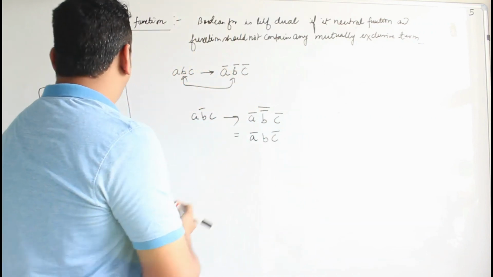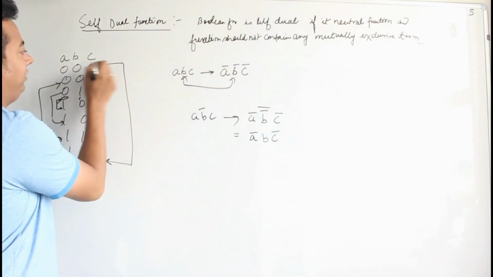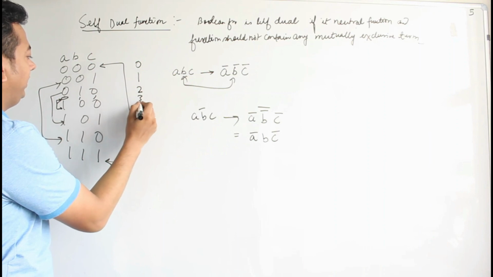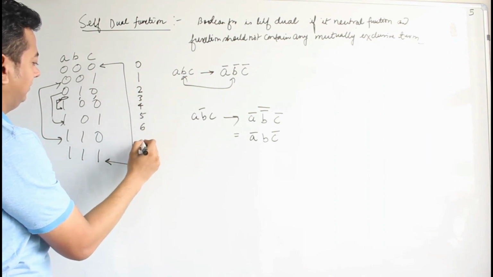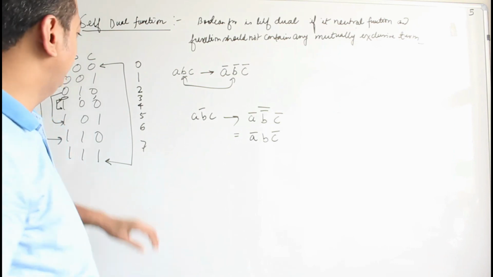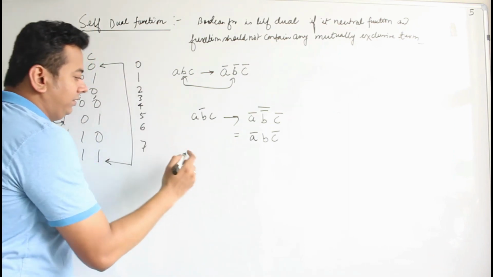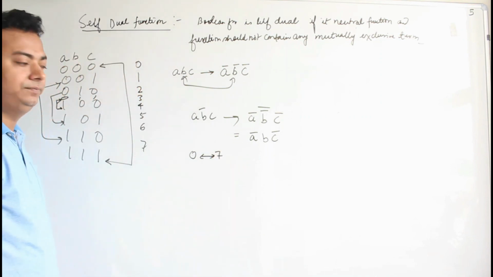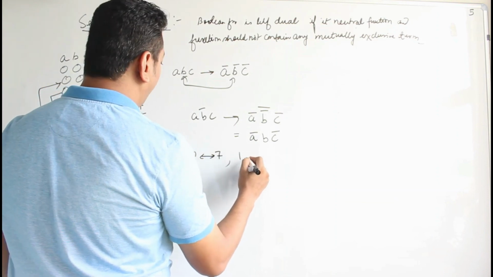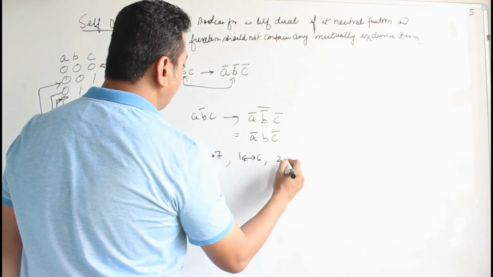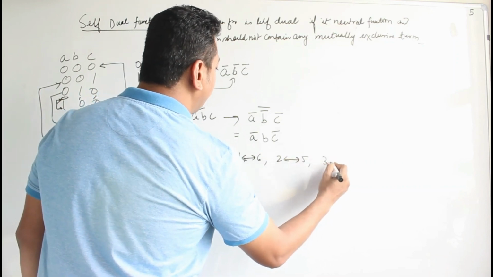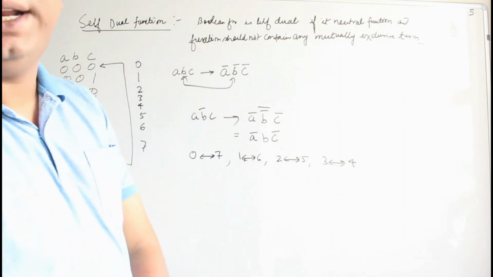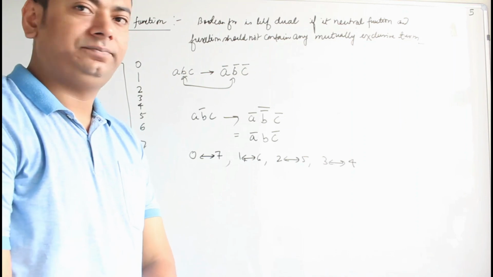Now if I say this was the decimal value of ABC: 0, 1, 2, 3, 4, 5, 6, 7. So we know 0 and 7 are mutually exclusive to each other. 1 and 6 are mutually exclusive to each other. 2 and 5 are mutually exclusive to each other. 3 and 4 are mutually exclusive to each other, right?